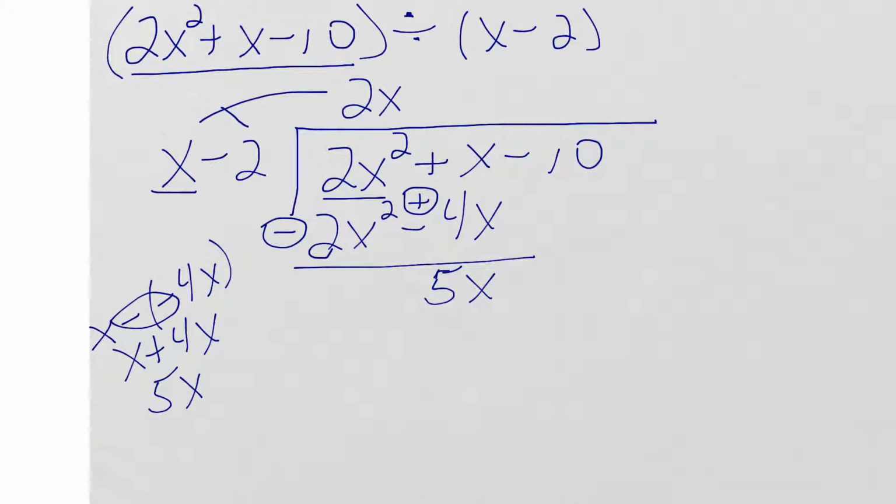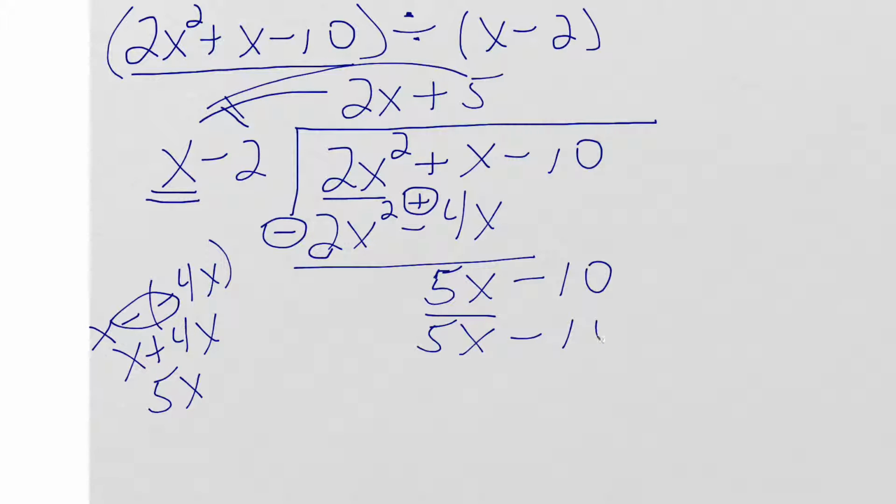And just like in regular division, now that we've done that, we bring down the next piece, the negative 10, and keep going. But to get the second part of our answer, we go back to the first term here and divide the first term x into the new first term 5x, which gives us a plus 5. Taking that and multiplying it by both terms out front, we get 5x minus 10.